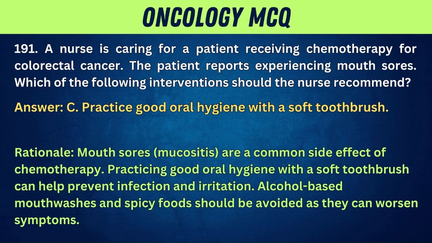Answer: C. Practice good oral hygiene with a soft toothbrush. Rationale: mouth sores, mucositis, are a common side effect of chemotherapy. Practicing good oral hygiene with a soft toothbrush can help prevent infection and irritation. Alcohol-based mouthwashes and spicy foods should be avoided, as they can worsen symptoms.